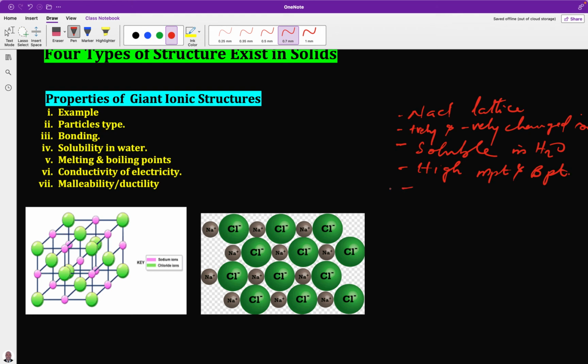About their conductivity of electricity: an ionic compound will only conduct electricity when molten or when dissolved in water.